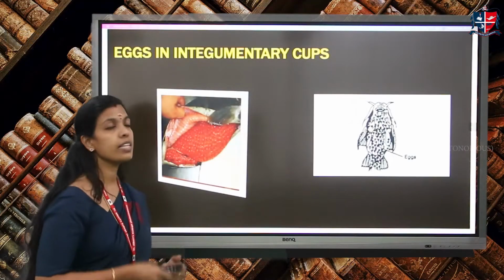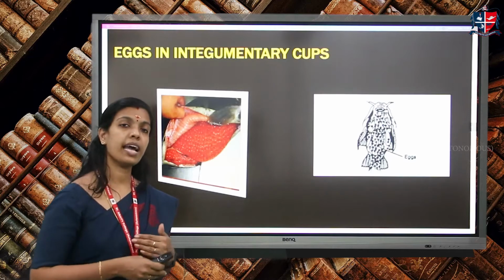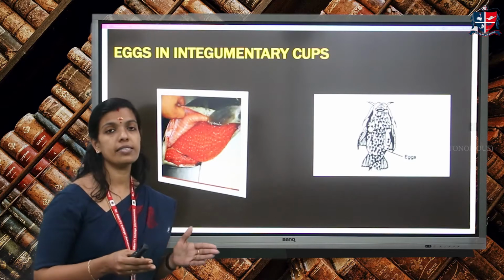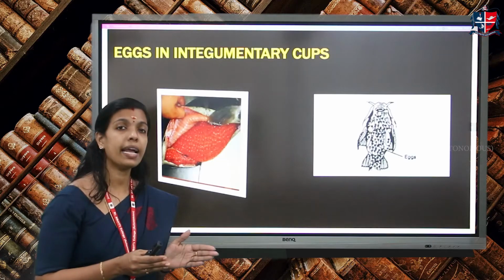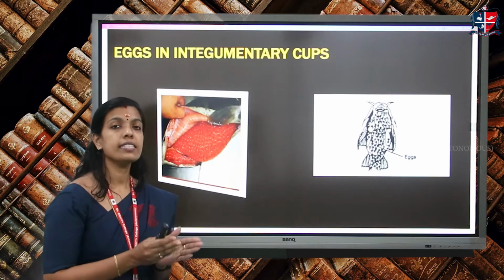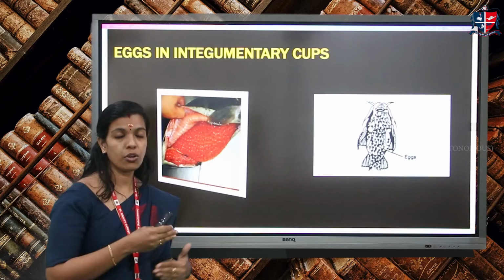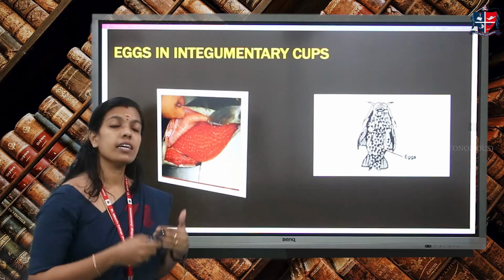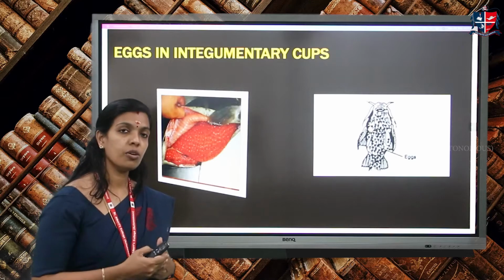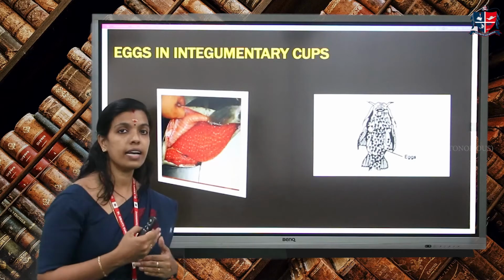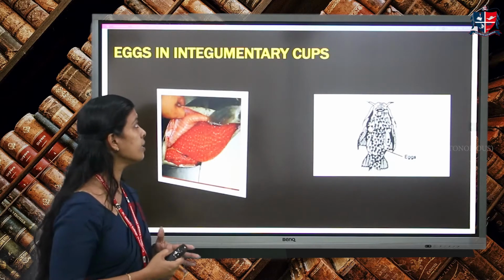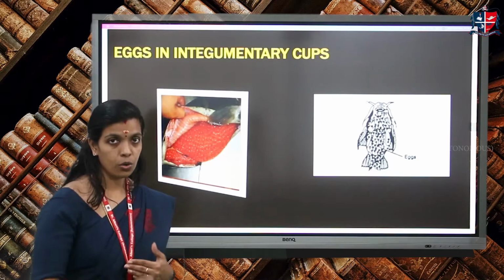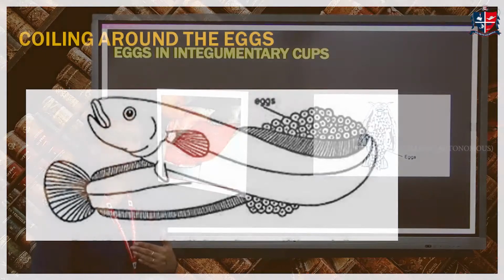So in this case, the lower surface of the female fish would actually be soft, and when this particular area presses the eggs, it would attach to the eggs. These eggs would be carried on the lower surface by means of integumentary cups, and this would be attached to the body until hatching. So these are the integumentary cups. Usually they would be attached to the lower surface of the fish.